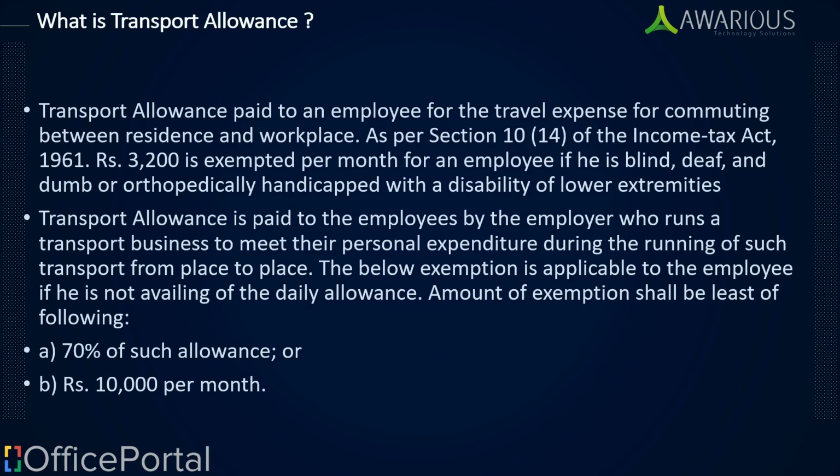Transport allowance is paid to the employees by the employer who runs a transport business to meet their personal expenditure during the running of such transports from place to place. The below exemption is applicable to the employee if he is not availing the daily allowance. Amount of exemption shall be the least of the following: 70% of such allowance or rupees 10,000 per month. So there's a threshold limit of 10,000 for the exemption of transport allowance.